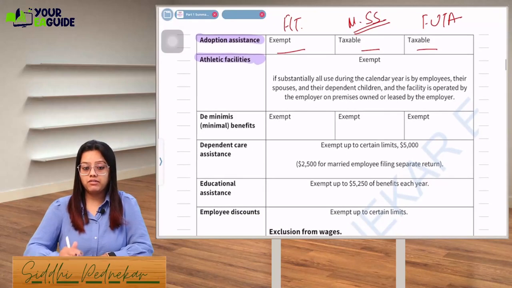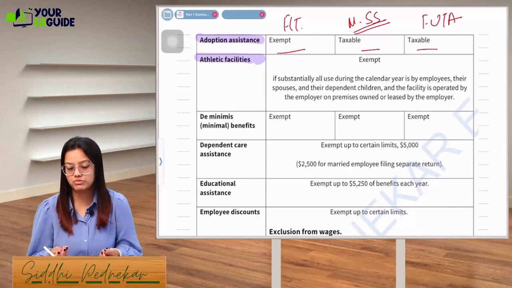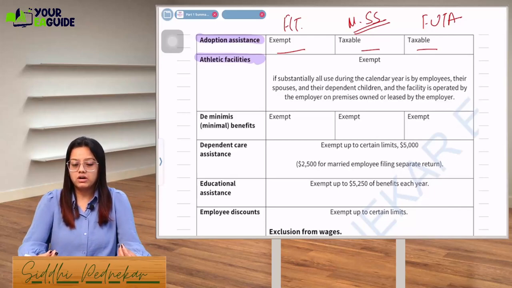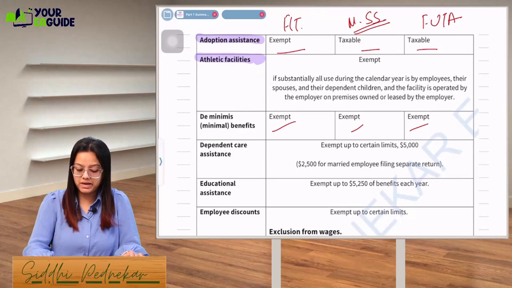Okay, then we have de minimis benefits, small benefits like food, beverages which are provided at the time of your employment, tea, coffee is provided. So see, some de minimis amounts are all exempt from the federal, Medicare and FUTA.